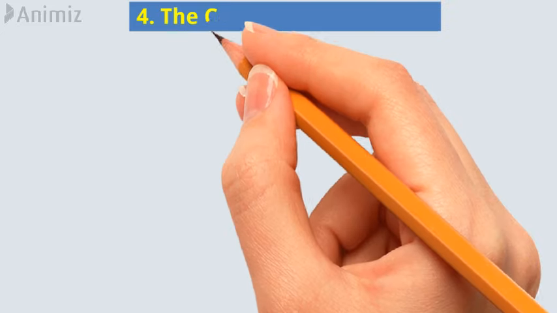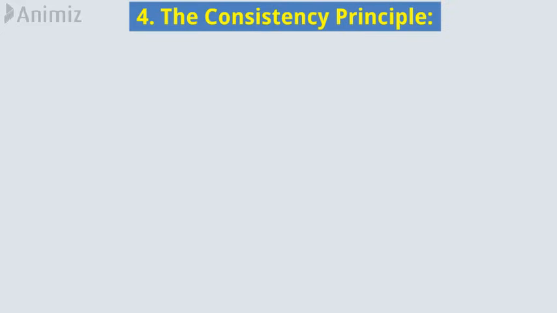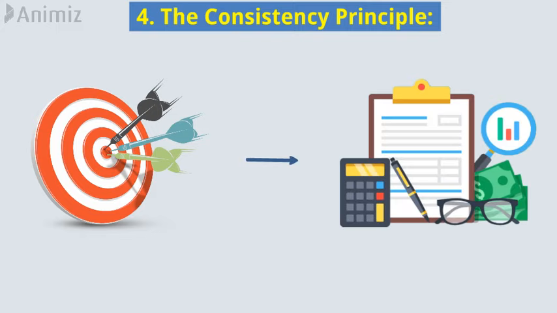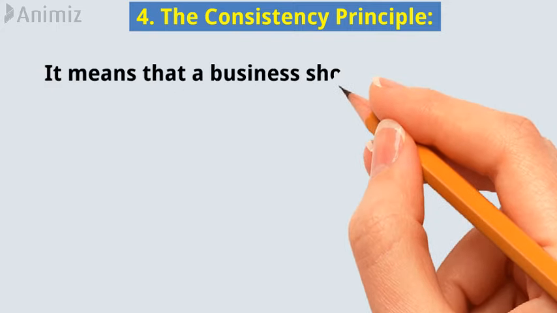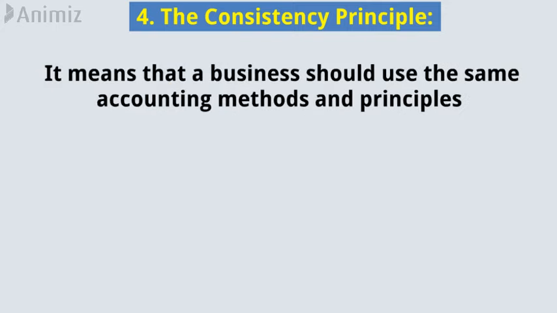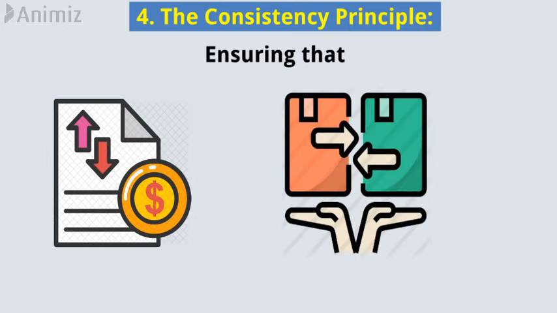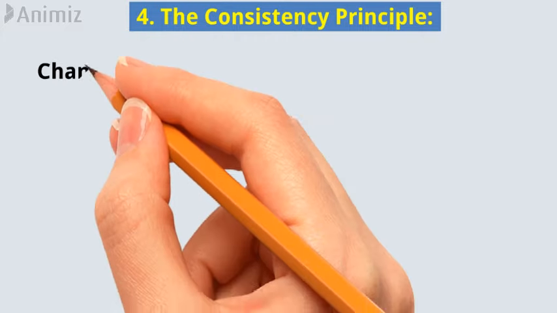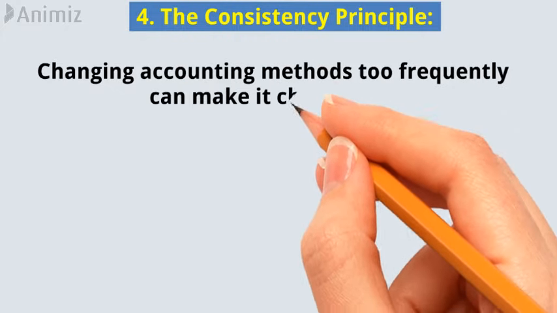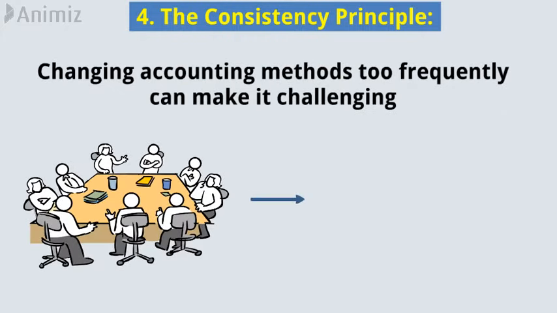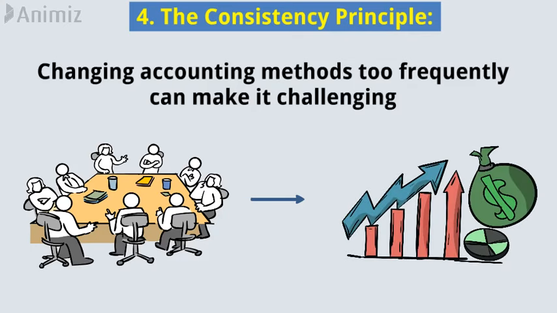Fourth, the consistency principle. Consistency is key in accounting. It means that a business should use the same accounting methods and principles from one period to the next, ensuring that financial statements can be compared over time. Changing accounting methods too frequently can make it challenging for stakeholders to assess a business's financial performance.